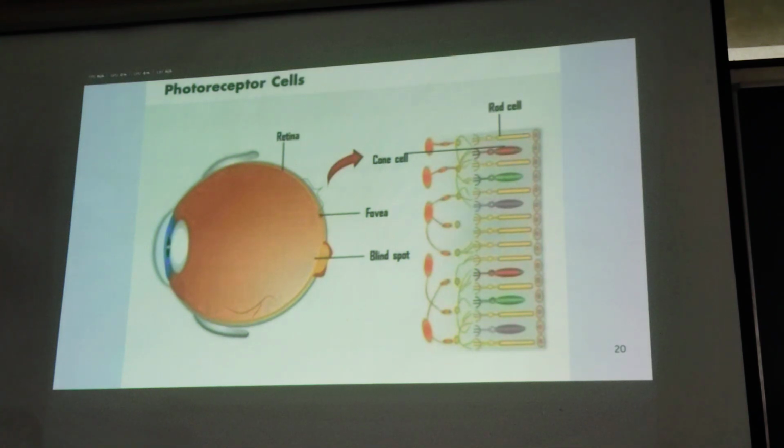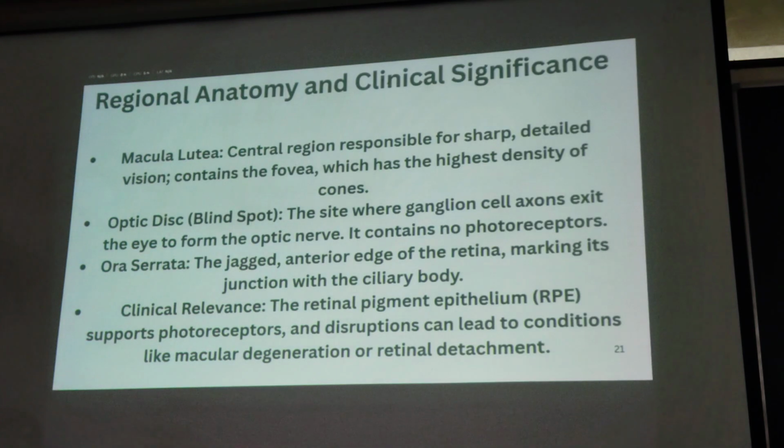This is the diagram. Regional anatomy and clinical significance: macula lutea, the central region responsible for sharp detailed vision, contains the fovea which has the highest density of cones. Optic disc, also called the blind spot, is the site where ganglion cell axons exit the eye to form the optic nerve.